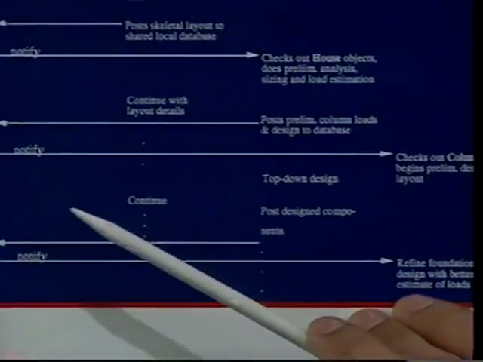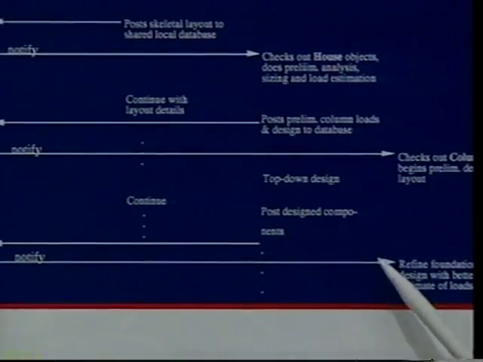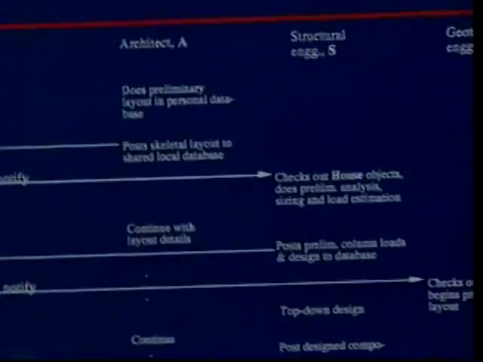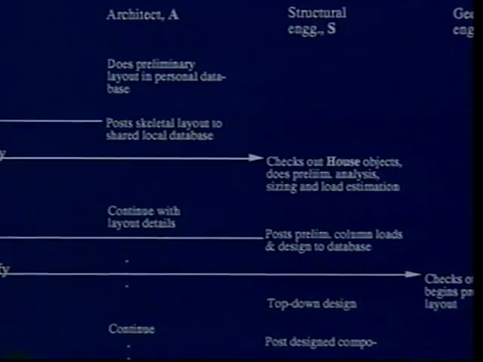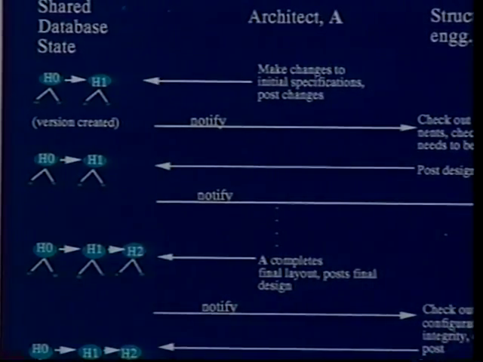So the architect continues this process, and at the same time the structural engineer and the geotechnical engineer are being notified of any changes. So this process keeps going on. As this is going on, the architect can make a change to the initial specifications, because in the design process specifications always change. So the architect decides that the layout that he or she has done before is not appropriate, or there are some initial changes, and they make the changes and post it back into the database.